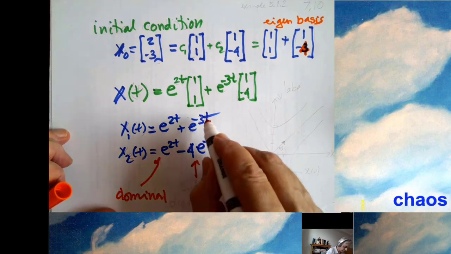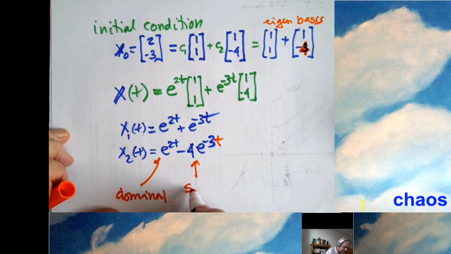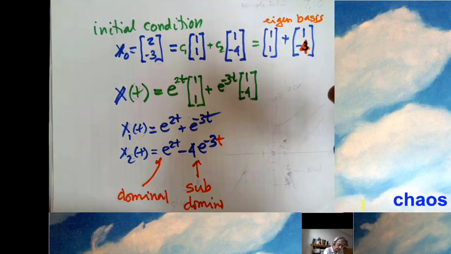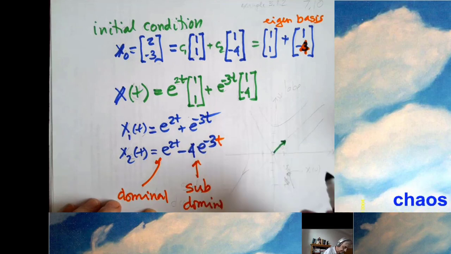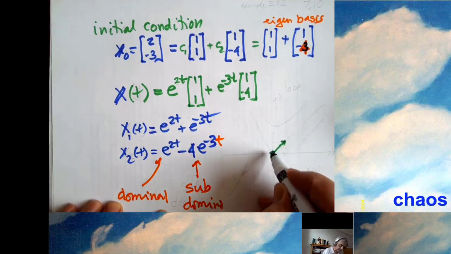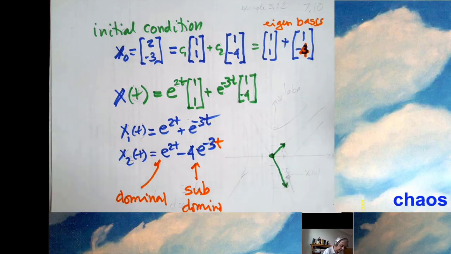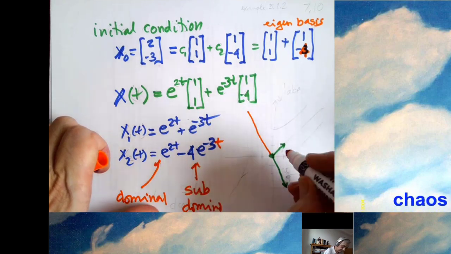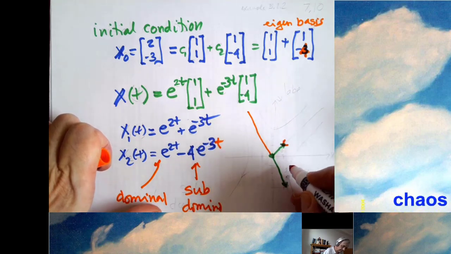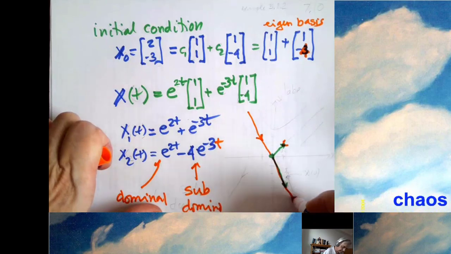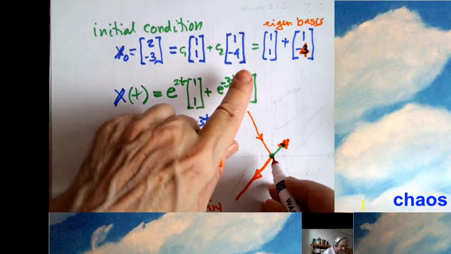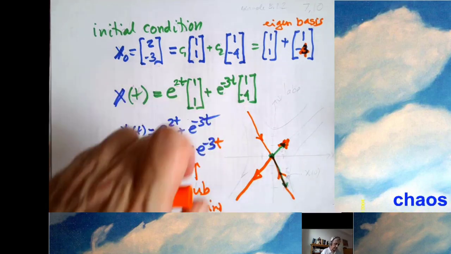And this is shrinking with time. So this is subdominant. And if you write it in terms of eigenvectors of the problem, you will see that there is a direction in which everybody runs away. I think I have it the wrong way. Everybody falls in this way, sorry. And everybody runs away that way in the unstable direction. This is unstable, this is stable.